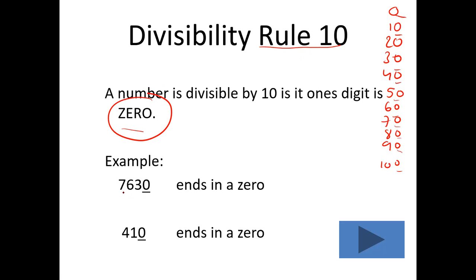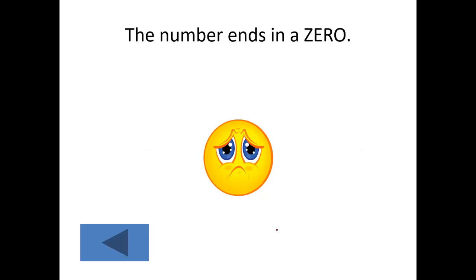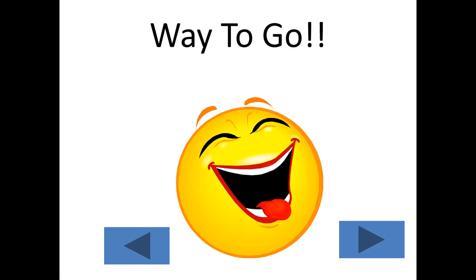Look at the ones digit here, 7,630. Ones digit 0, so it's divisible by 10. 410 also ends in 0, so it's divisible by 10. 56,920 ends with 0, divisible by 10. 7,537, the ones digit is 7, it's not 0, so it's not divisible by 10. This is the number that's not divisible by 10. 870, the ones digit is 0, so yes, divisible by 10. So a number is divisible by 10 if the ones digit is 0. We just have one choice, which is 0. Okay? That's it. So three rules.